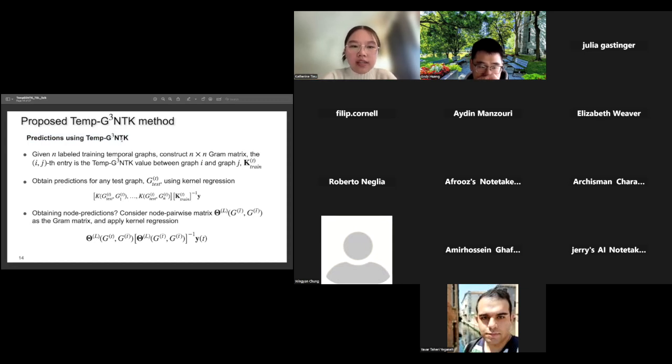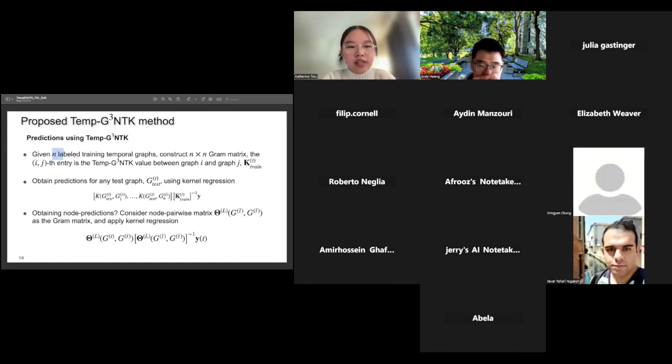So let's say our task would be temporal graph classification, which is we would be given n labeled training temporal graphs, and we will be interested in obtaining the prediction for any test temporal graph. So first, we construct a graph matrix, an n times n graph matrix, in which the ijth entry is the Temp-GNTK value between graph i and graph j. And then we store everything in this n times n matrix.